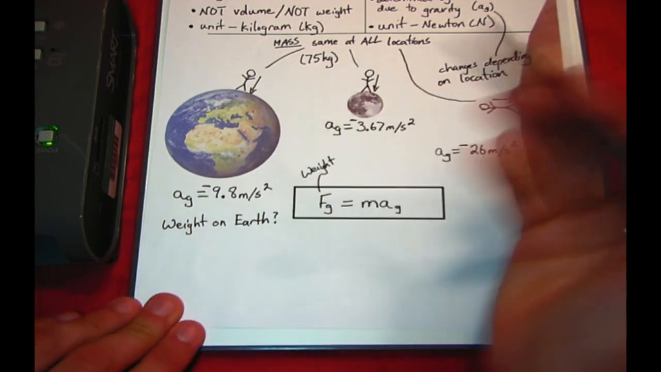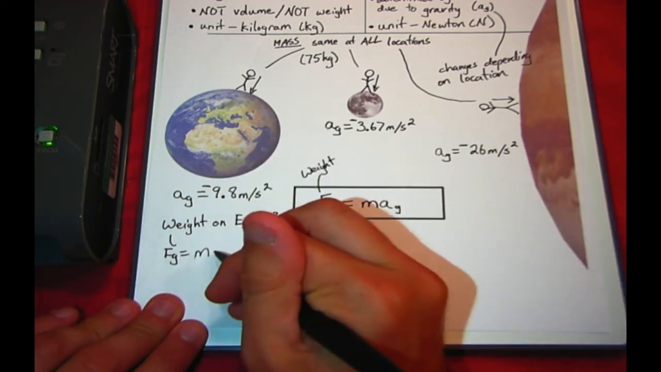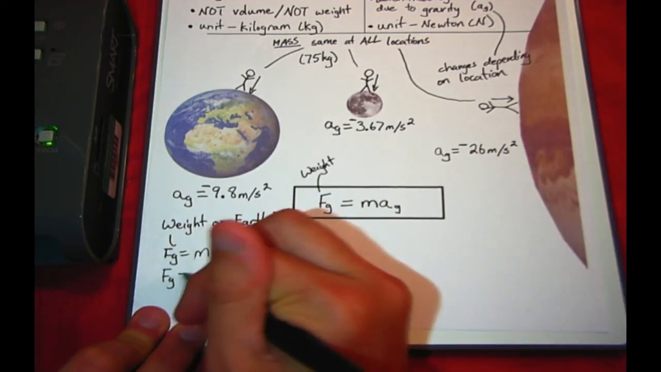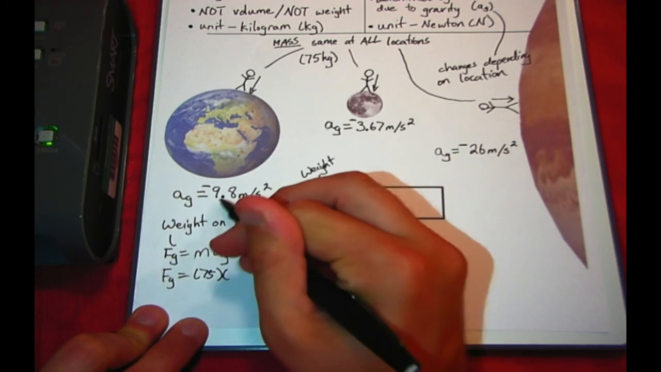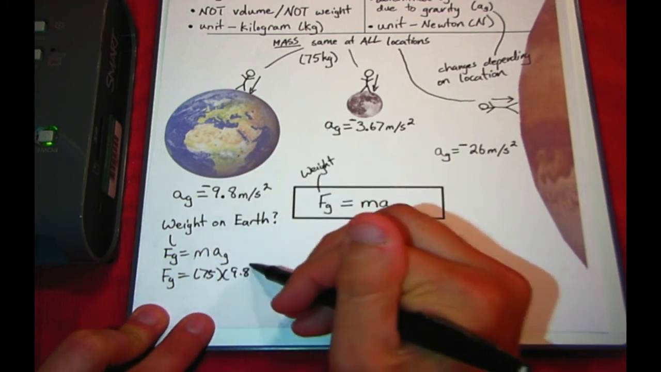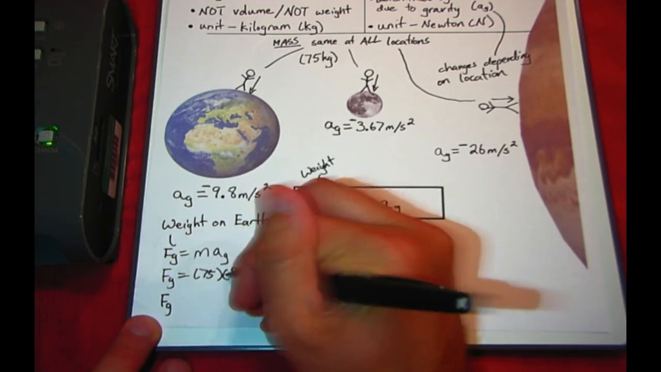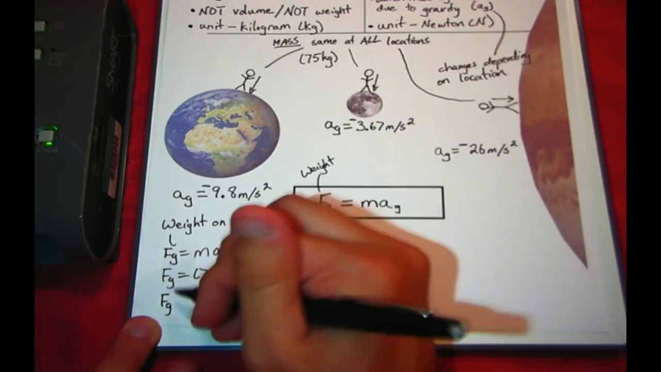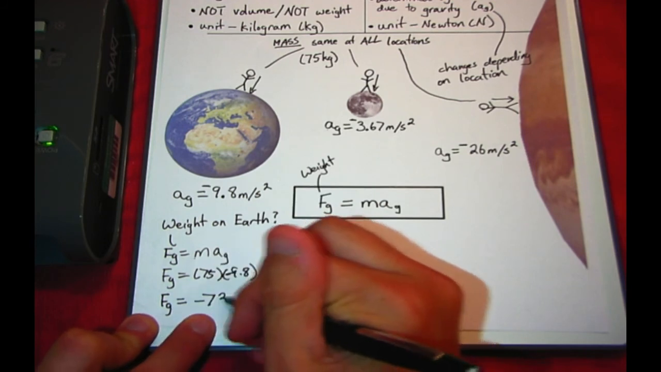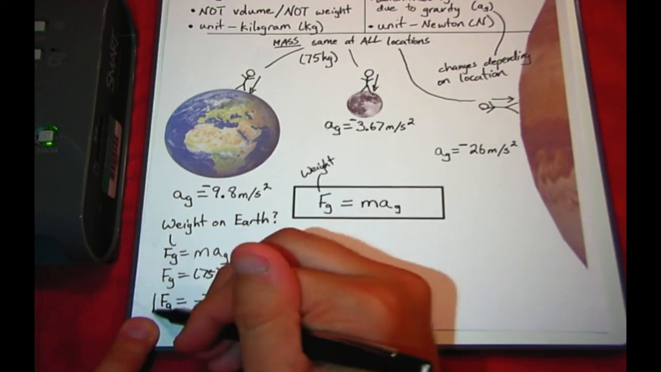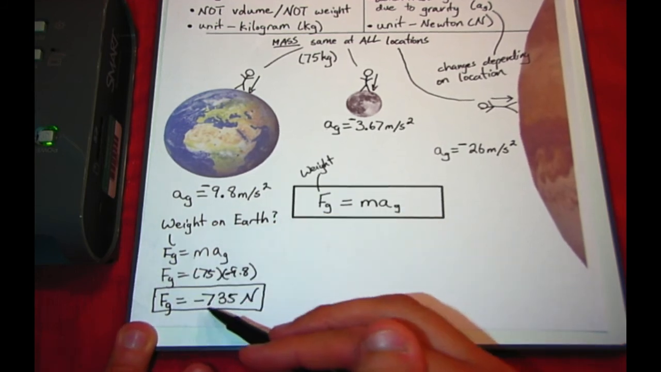All right, well, we know that weight is really just equal to the force of gravity, and our force of gravity is just mass times the acceleration due to gravity. So our mass is going to be 75 kilograms, and our acceleration due to gravity on Earth is 9.8 meters per second squared. When we multiply these two together, and remember it's negative 9.8 meters per second squared, we're going to get a number that's negative 735 newtons. And this makes sense because this is a force that's pushing you down on the ground. So that direction does make sense.